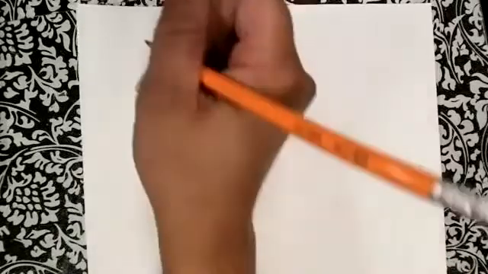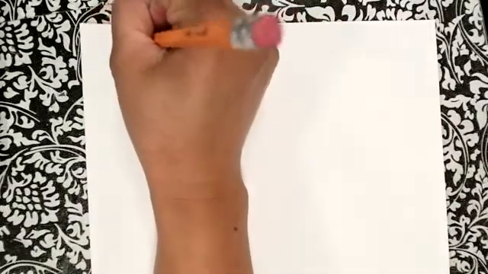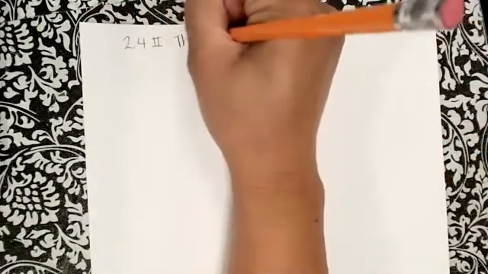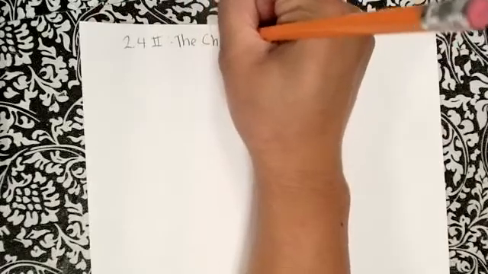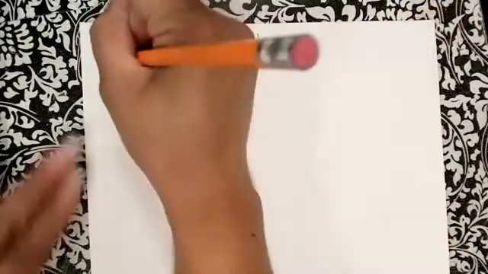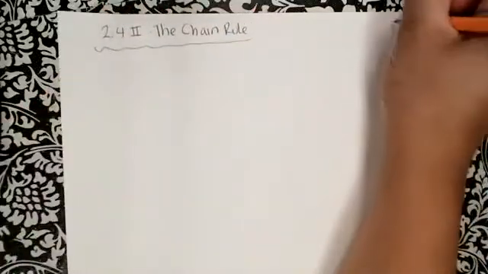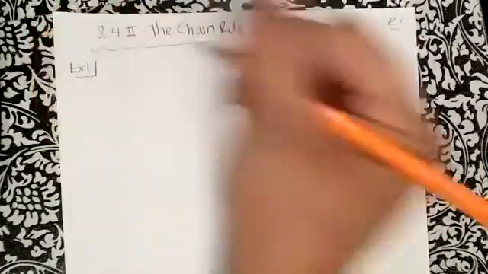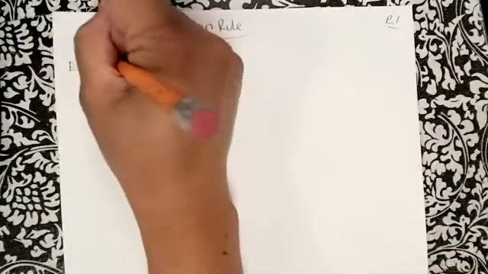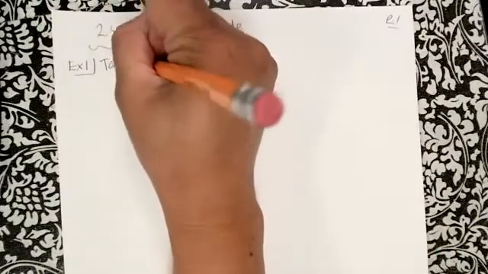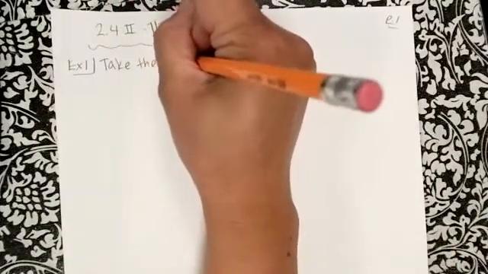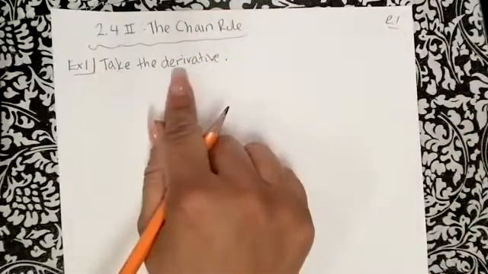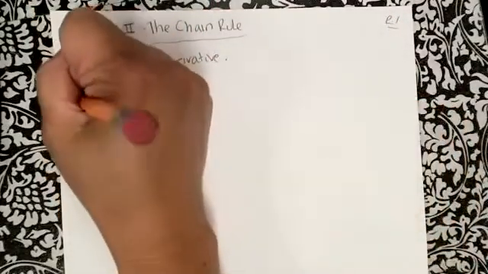All right, today's notes is going to be on 2.4, part 2, the chain rule. So this is the second part. We're going to go ahead and start off with an example. I want you to take the derivative. Remember, if it just says differentiate, that also means to take the derivative.